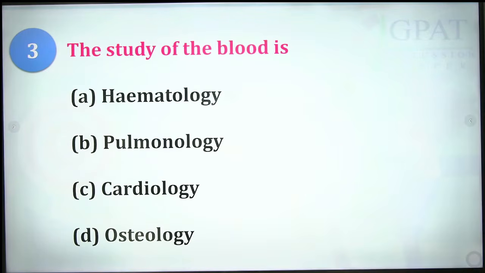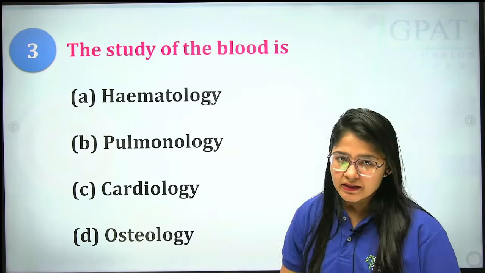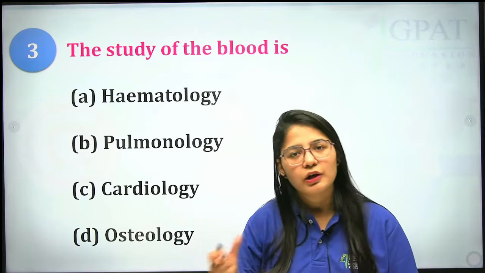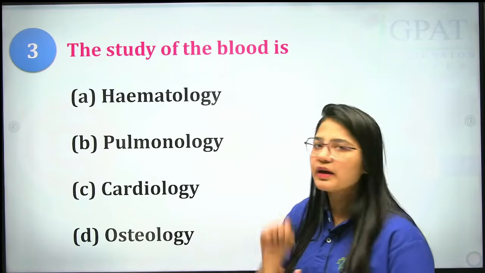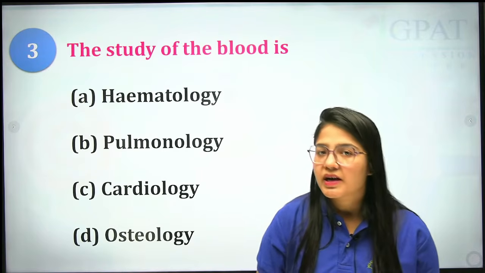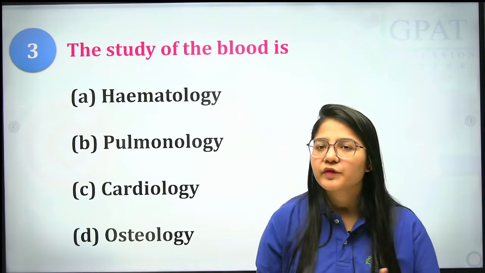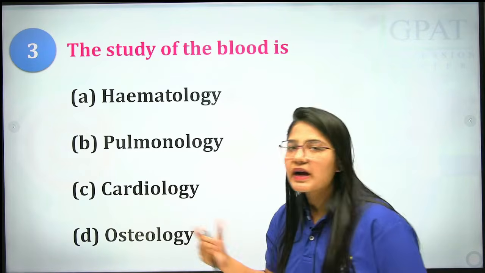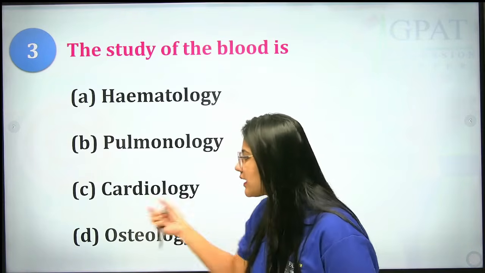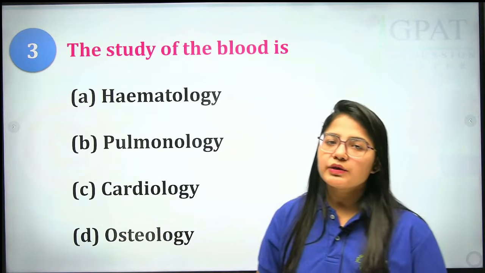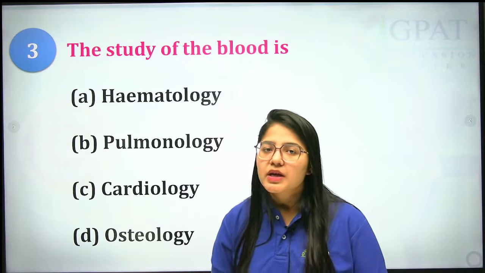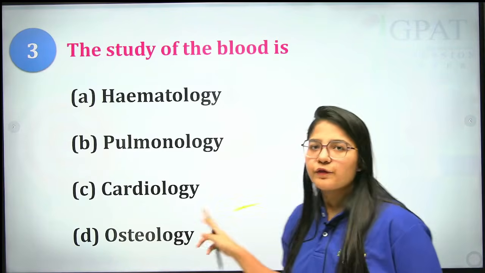Next question. The study of blood is hematology. Hem means blood, logy means study. So, correct answer is hematology. Pulmonology. Pulmono represents our lungs. Logy means study. So, the study of lungs is known as pulmonology. Cardiology. Cardio stands for heart. So, the study of heart is known as cardiology. Osteology. Osteo stands for your bones, because osteon is the basic unit of your bone. So, osteology is the study of your bones.